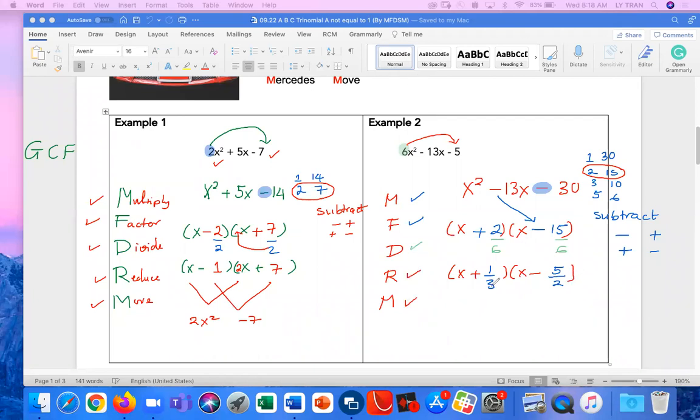That would be move. So we're gonna move the 3 to the front. So it's gonna give us a new one right here. It's gonna be 3x plus 1. Okay, and then we're gonna move the 2 to the front again. So it's going to give us the 2 in the front now. So it's gonna give a 2x minus 5. Okay, how can we check our work?